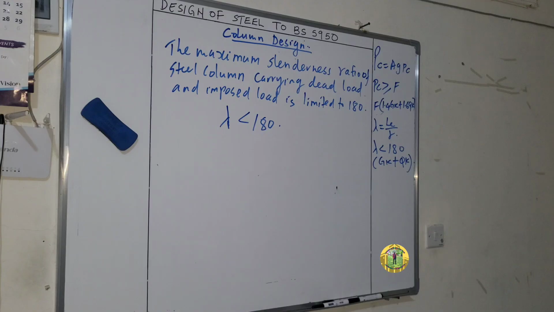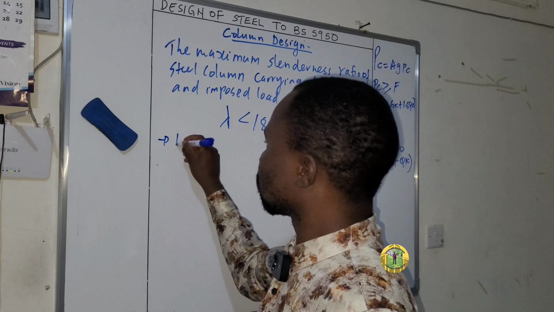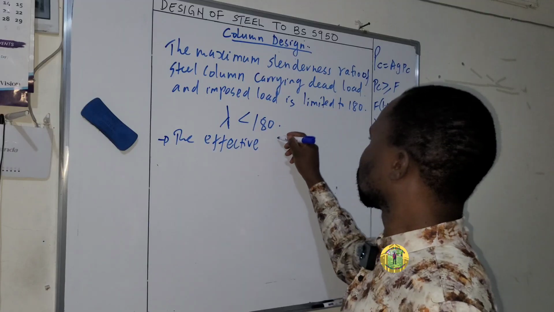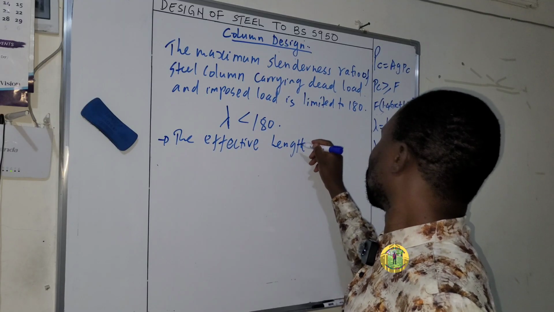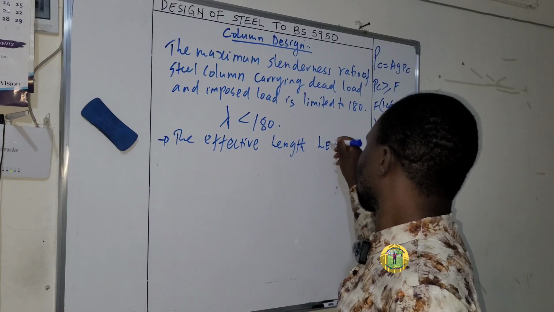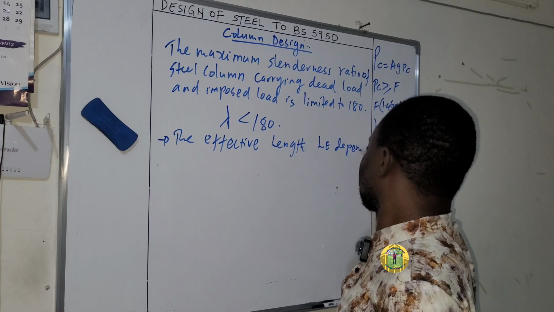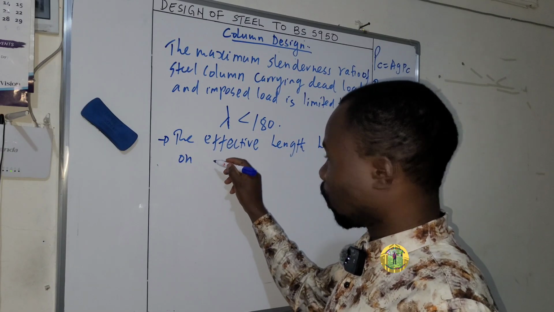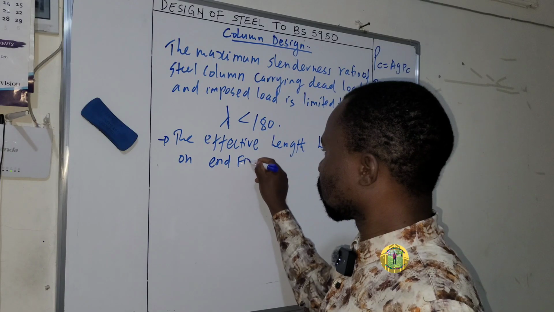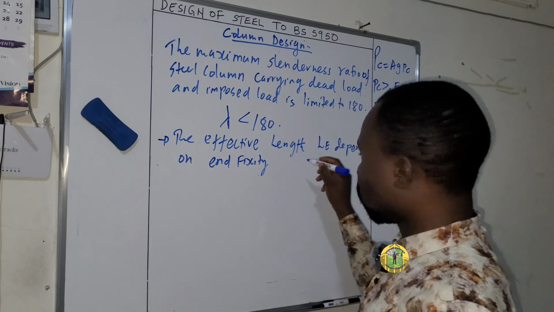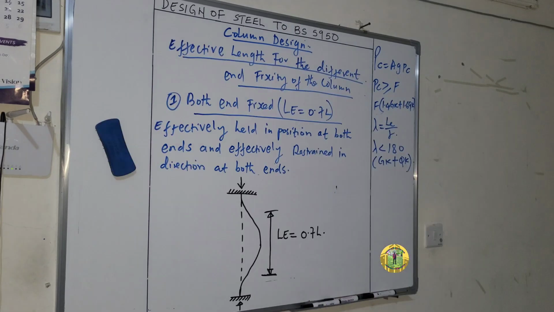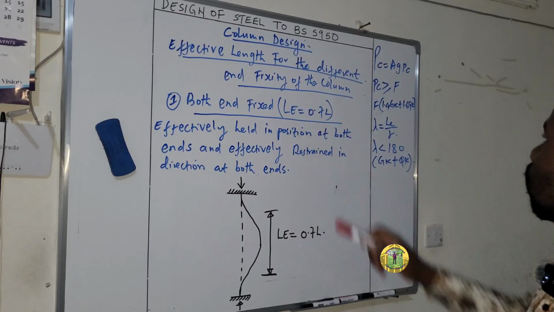So the effective length LE depends on the end fixity of the column. So we have the effective length for different end fixity of the column.